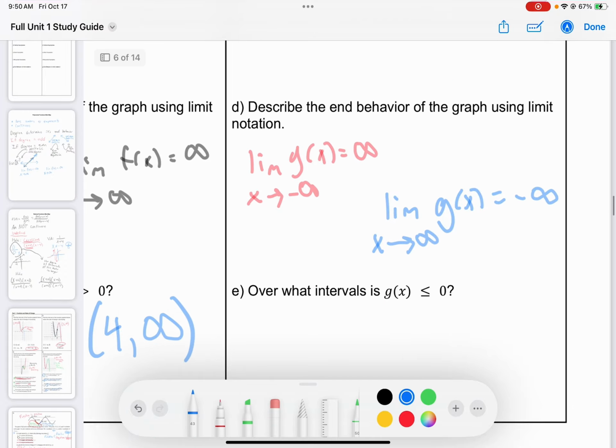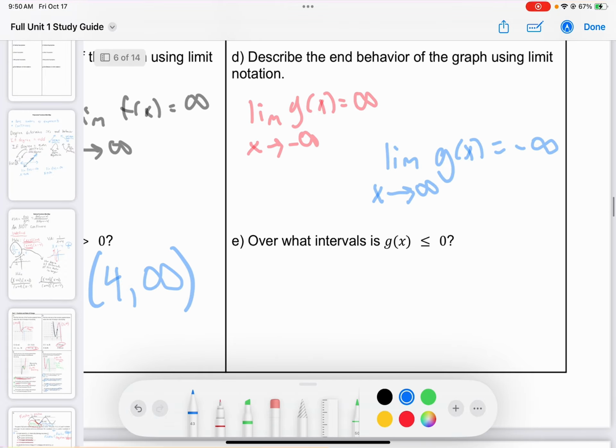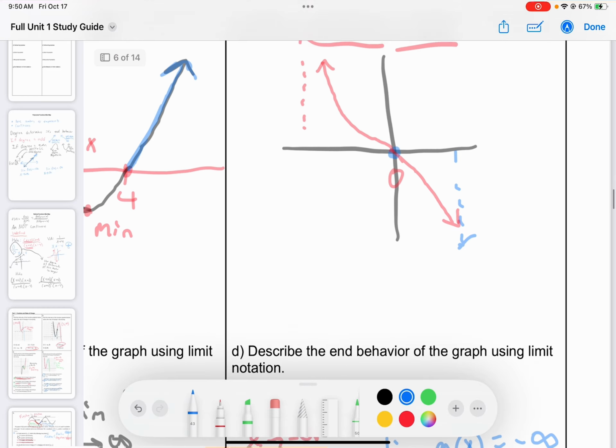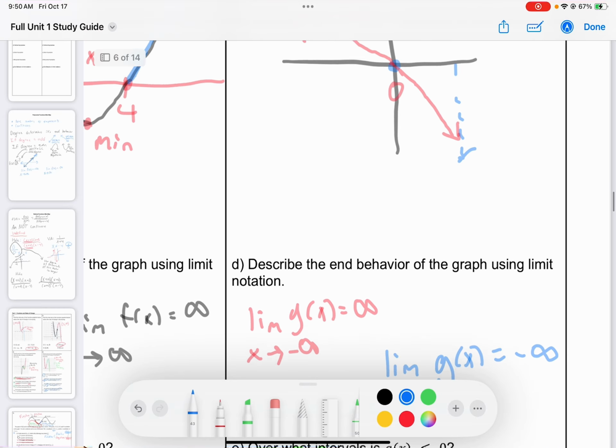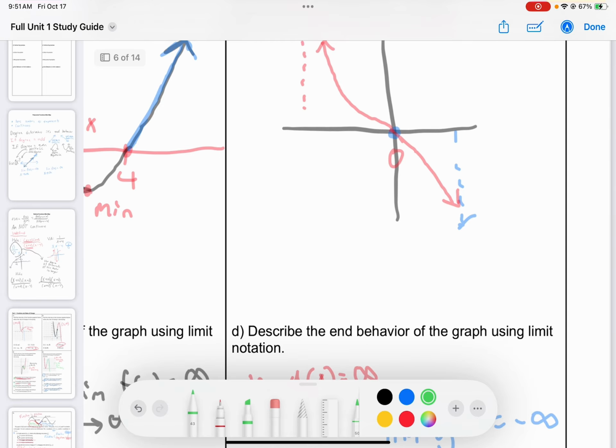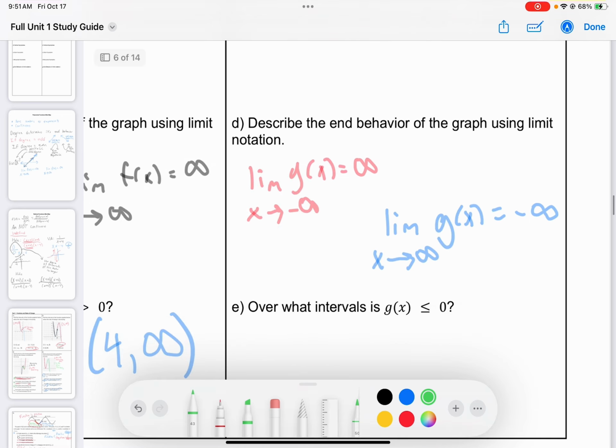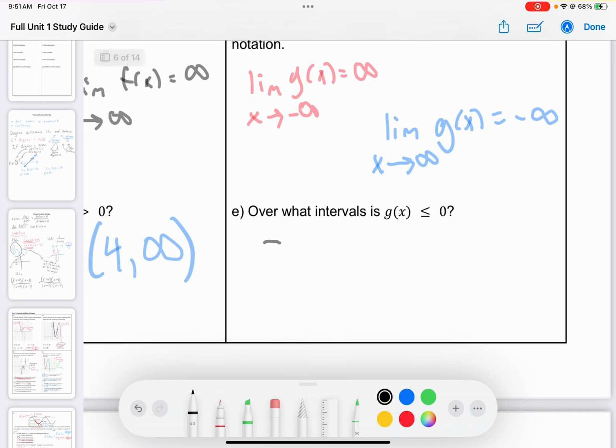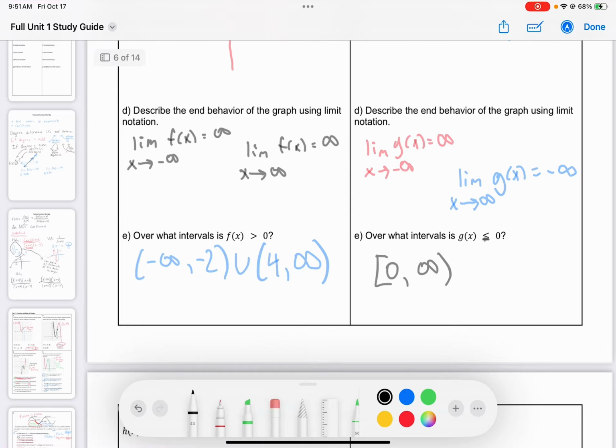All right. So on what intervals is g of x less than or equal to 0? So that starts right here at 0, and we head down this way forever. So where does it start? It starts at 0, and I'm going to use a bracket this time because of this guy saying include it, and all the way to positive infinity. I'll still use a parenthesis for positive infinity because we can never reach infinity.